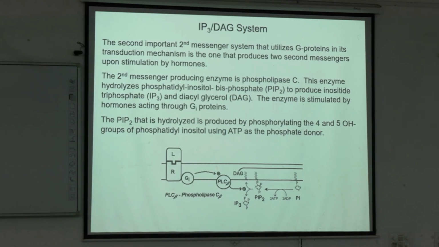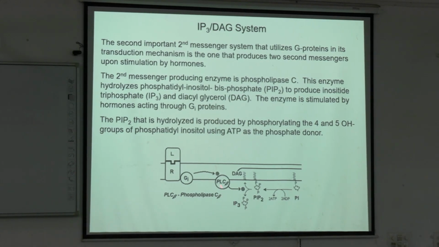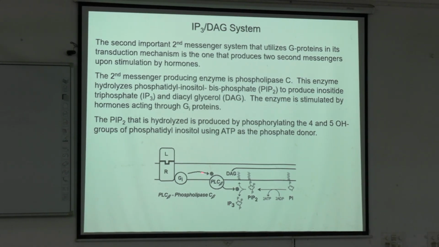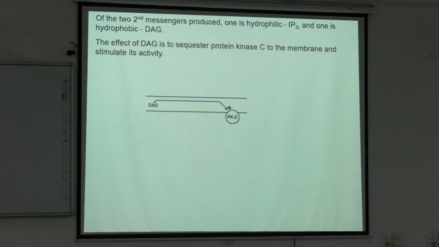This comes in the exam. Activation of PIP2, activation of GI, activation of PLC, phospholipase C, breakdown of phosphatidylinositol bisphosphate to IP3 and DAG. DAG travels through the membrane, being lipophilic or hydrophobic, and then it stimulates protein kinase C. C means related to phospholipase C, nothing else.